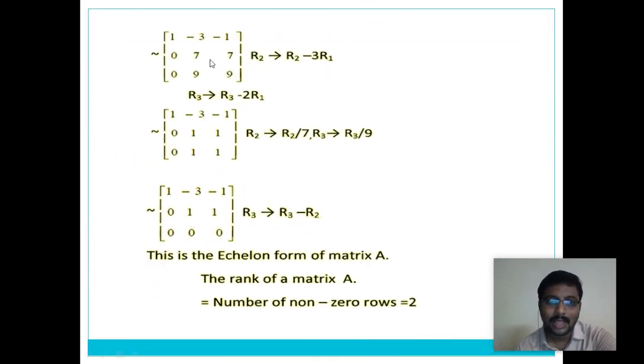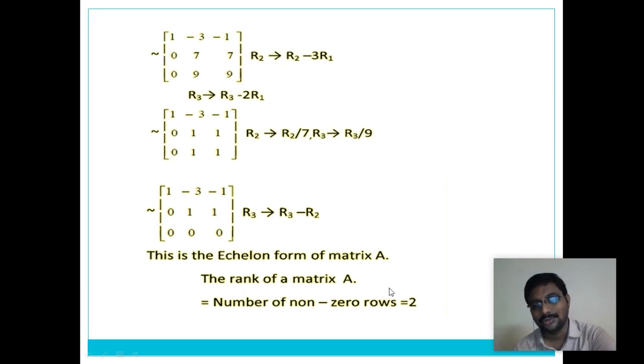Now, to get ones, we have common numbers, that is 7 in the second row and 9 in the third row. Just dividing by these numbers 7 and 9, we will have ones here. Then applying a row operation, fixing the second row, R3 goes to R3 minus R2, so that we get zeros in the last row. That means the last obtained matrix has rank 2, because the number of non-zero rows is 2 here.